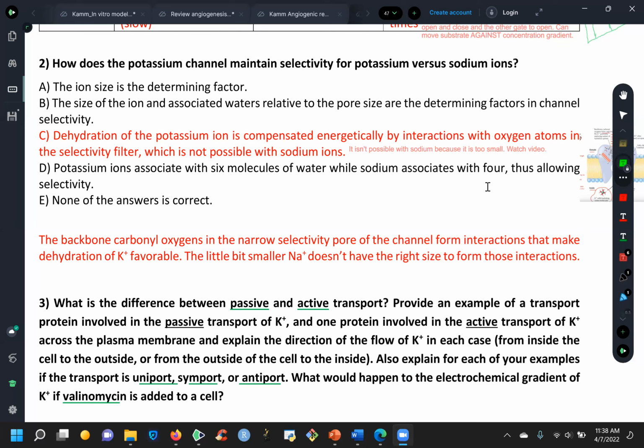So the reason is that the diameter is too small. Potassium is the perfect size for these interactions. Sodium is too small. So the negative charge on the oxygen is trying to reach out and stabilize it. It can't, it's too small. And that's the answer. Does it make sense? Yeah. Okay.